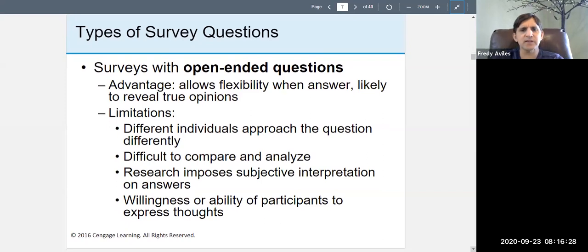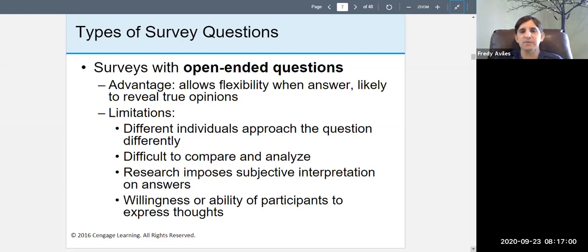Here are some strengths and weaknesses of open-ended questions. There are advantages to open-ended questions, okay? Yes, there's flexibility when participants answer, okay? They can write whatever they want. There's flexibility. Like love can mean different things to different people, okay? And they have that flexibility to write what they think, okay? It's likely to reveal their true opinions, right? If you give them an open-ended question, then they can write what they want, what they believe, what they think is true, okay? So that's the advantage.